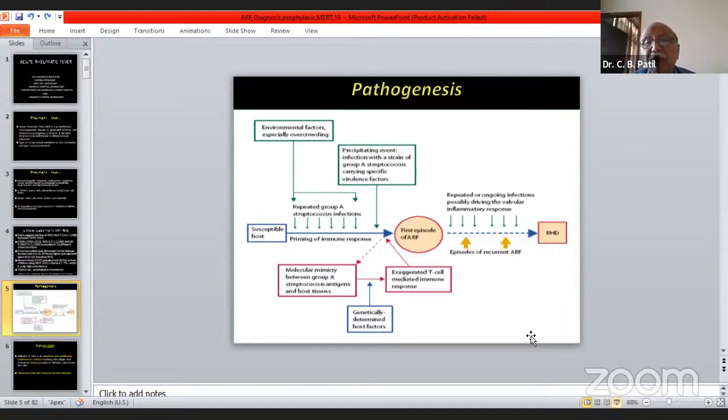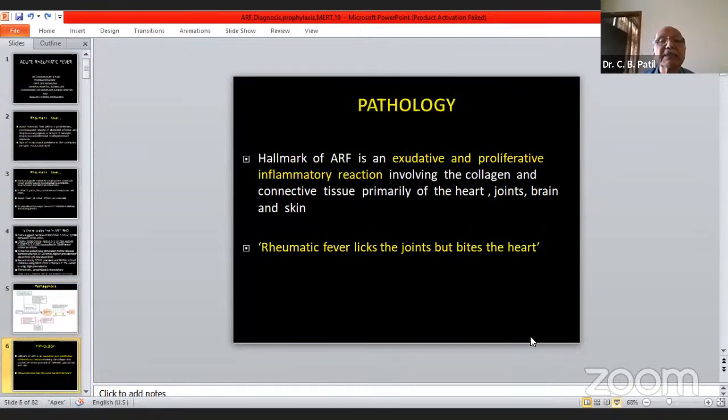If it is treated fully, probably that may be the end, but because of environmental factors in a susceptible host, there are chances of repeated and ongoing infections, possibly driving the valvular inflammatory response, and episodes of recurrent rheumatic fever can occur, leading to established rheumatic heart disease. This is the main pathogenesis of acute rheumatic fever and rheumatic heart disease.